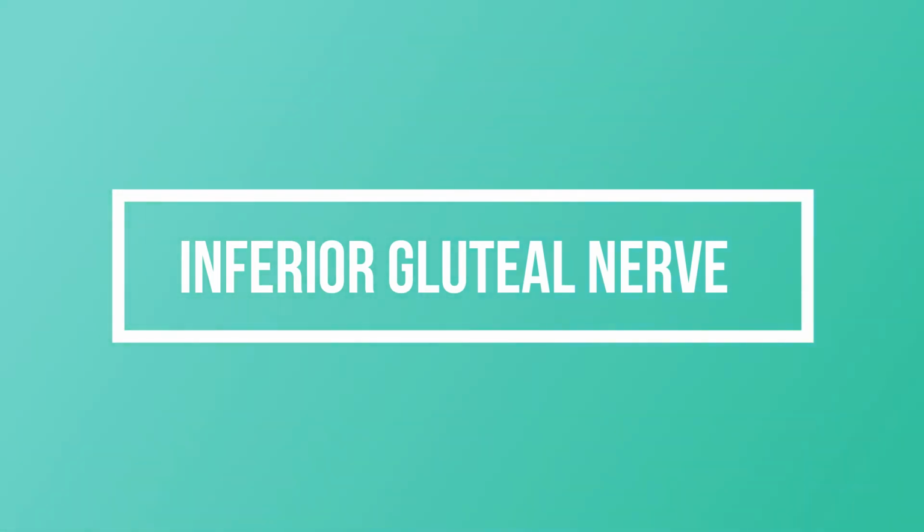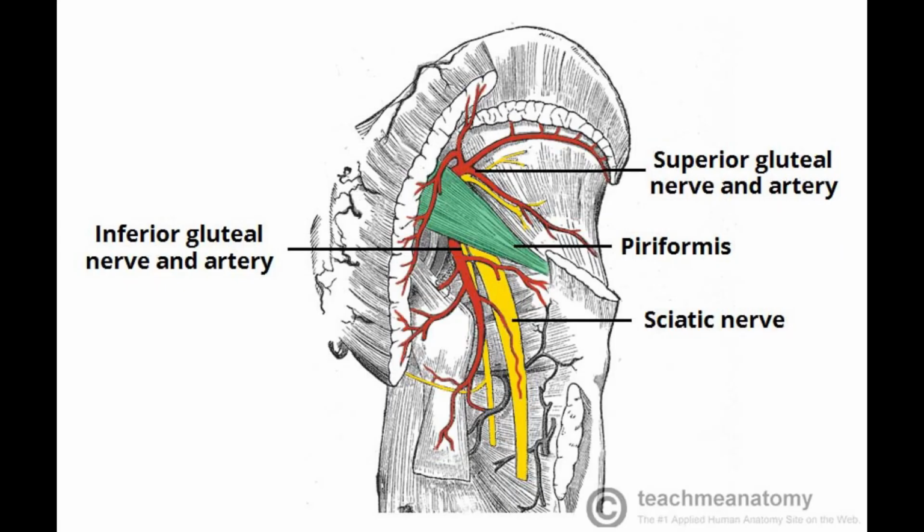The next structure, the inferior gluteal nerve. This is also a branch of the sacral plexus. It enters the gluteal region from the pelvis through the greater sciatic foramen below the piriformis. This runs between the gluteus maximus and medius, and it innervates the gluteus maximus muscle. So if this nerve is affected, the gluteus maximus muscle is affected, and there will be motor loss.